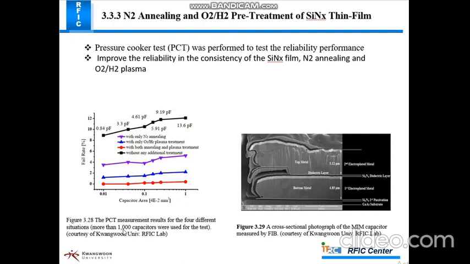Figure 3.28, the PCT measurement result for the 4 different situations. We can see the first one is without any additional treatment, so its fail rate is very high, according to the previous three reported experiments. In this case, this one is only nitrogen annealing, this one is only oxygen and hydrogen plasma treatment, and both combined, so we can get the fail rate decreased. And here is some cross-sectional photograph of the MIM capacitor.